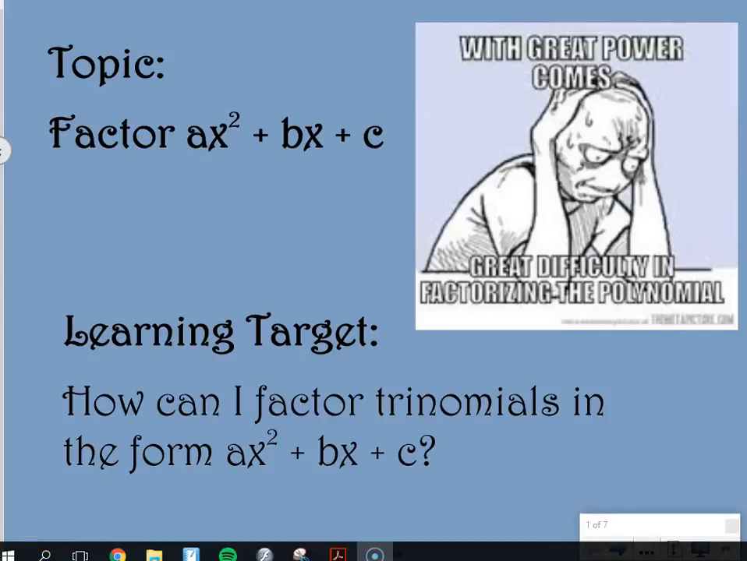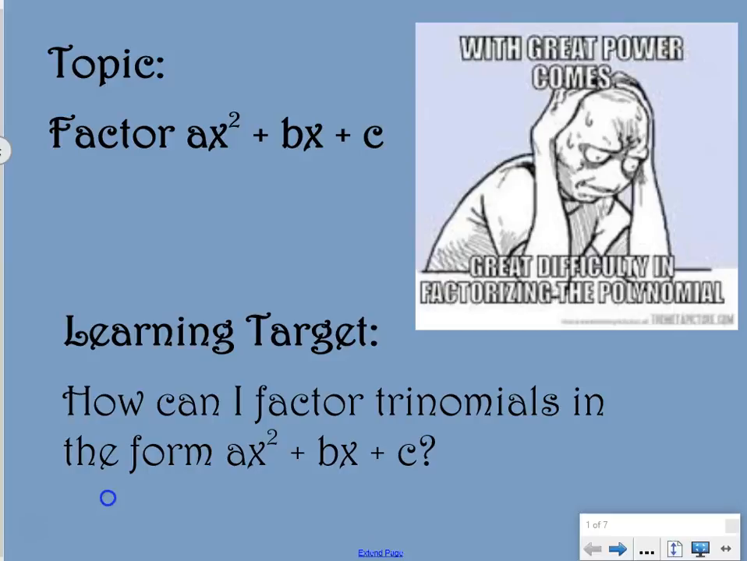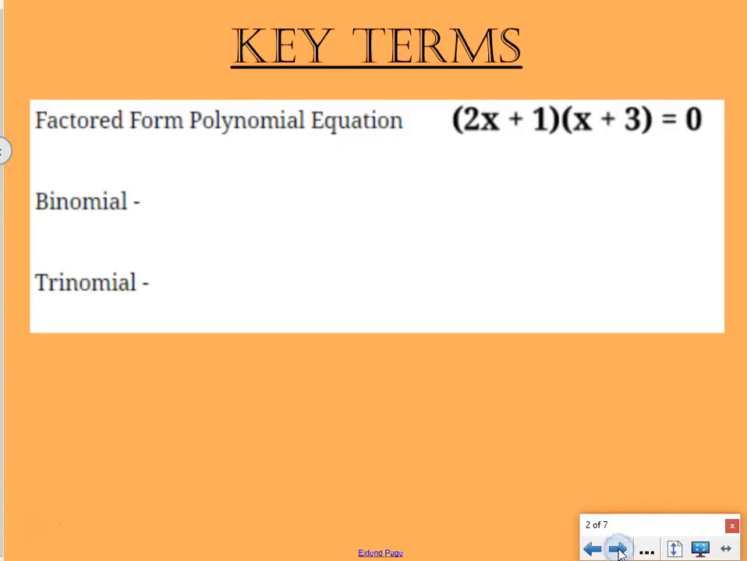Today our topic is factoring trinomials in the form of ax squared plus bx plus c. So we're still working with factoring trinomials, they're just going to be a little different.